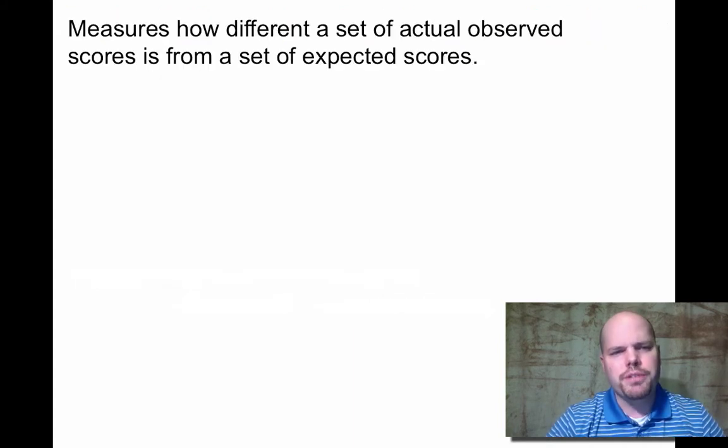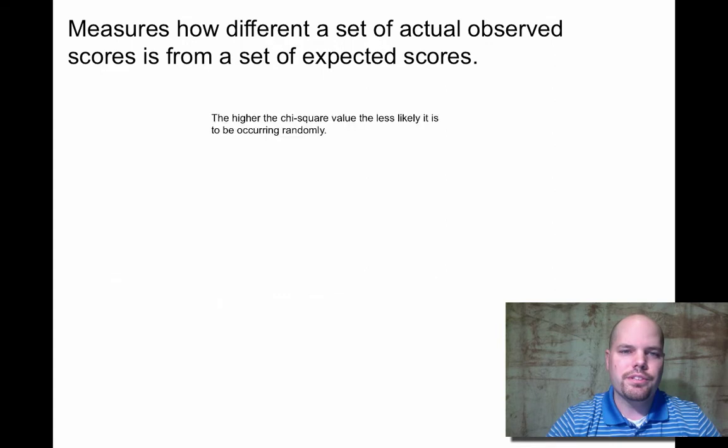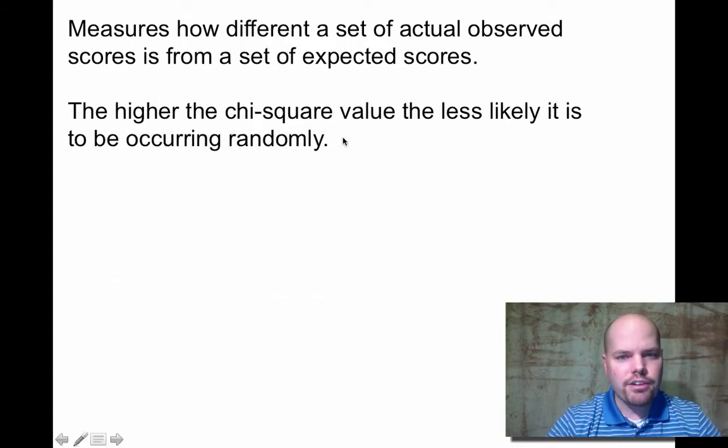Okay, and we'll go over that again too. All right, so this chi-square statistic measures how different a set of actual observed scores is from a set of expected. So it's just the difference squared of actual and expected, and just measures the difference to see if it's what you expect or not. So the higher the chi-square value is, the less likely it is to be occurring randomly. So there's something causing such a big difference.